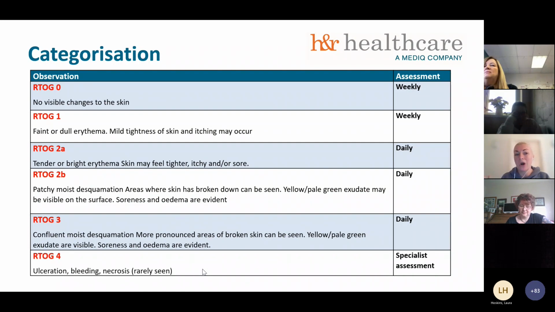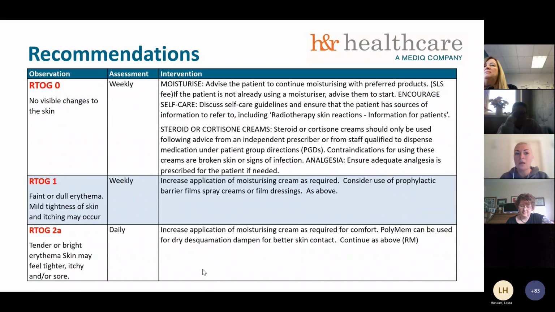So RTOG 0 to RTOG 4. What do they actually mean? This is broken down in a little bit more detail so we can see our observations. What is the skin looking like and what would we grade it as? How often should it be reassessed? And please feel free, as I said earlier, to put comments in the chat box if you do something different that you've found has worked for you.